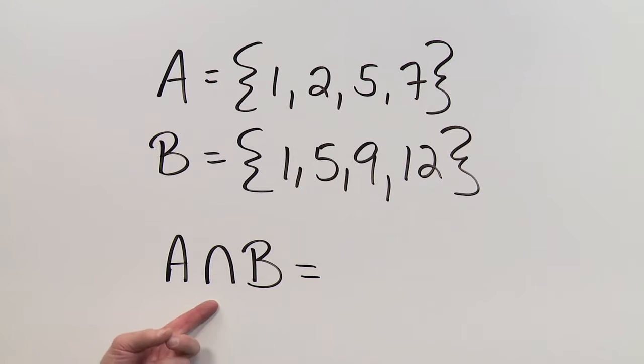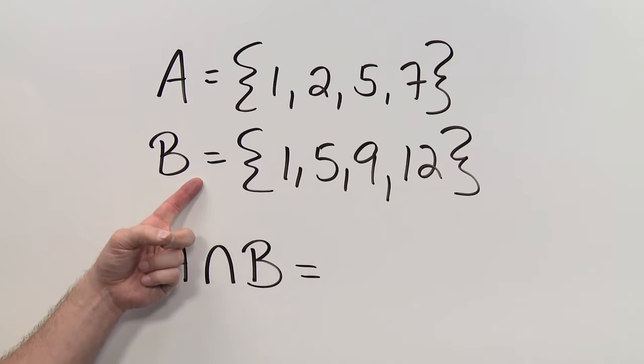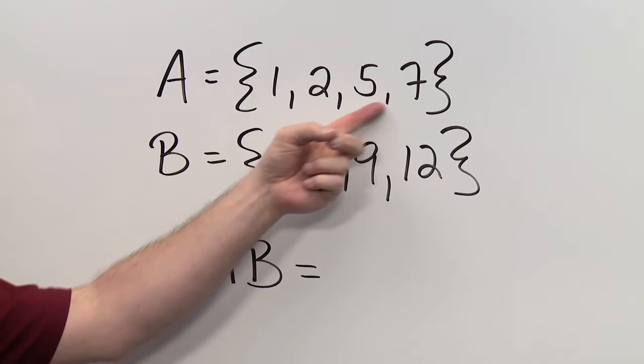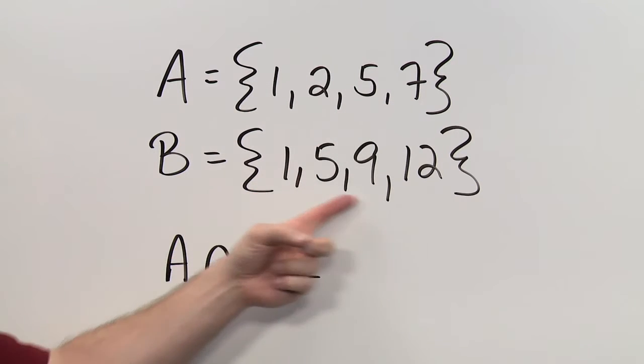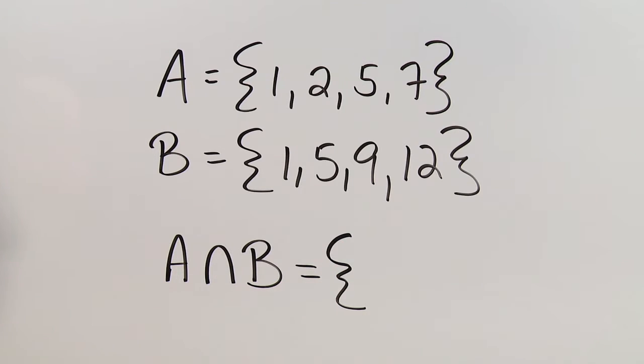So for A intersection B, we want to find those elements that are in A and are also in B. So what we really need to do is simply look at all the elements of A to see if they're in B. If they are, then they're part of the intersection of A and B.